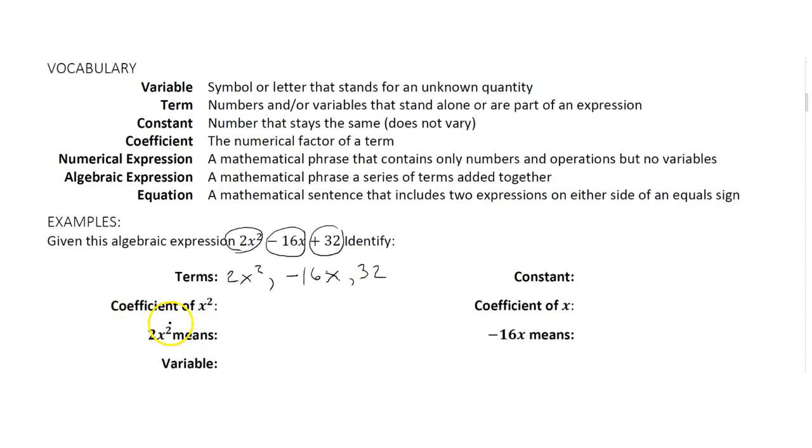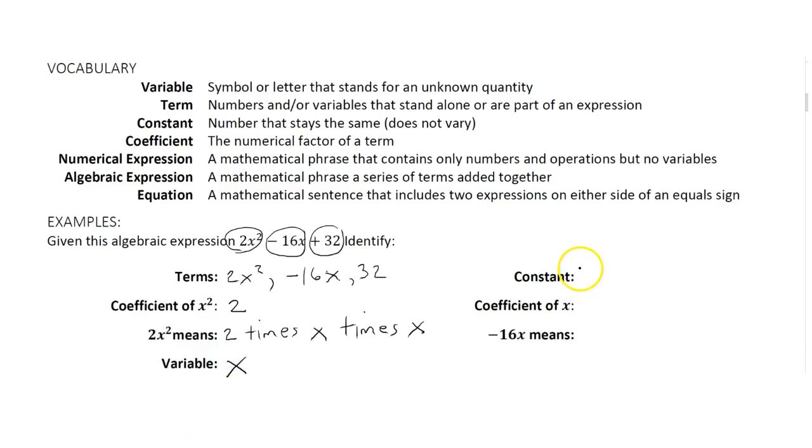The coefficient of a variable is the number multiplied by it, that is, the number touching it. The coefficient of x squared is 2. When a number and a variable are touching, this is read as multiplication. 2x squared is read as 2 times x times x. The variable is the letter, so in this case the variable is x.